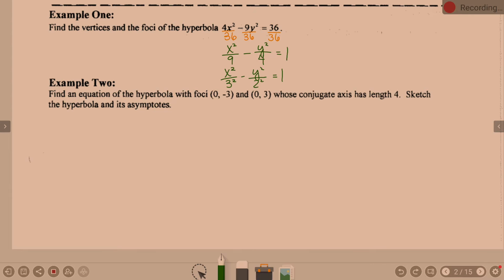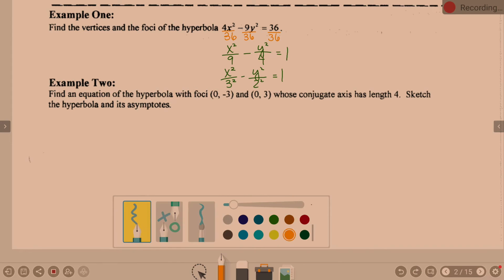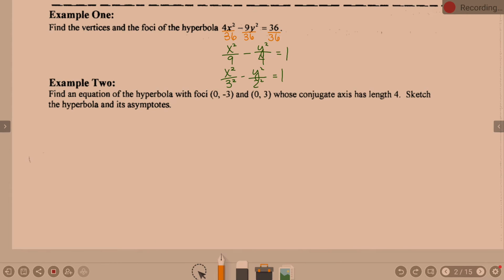Now, left column, right column. Left. Why? Because A is bigger and it's under X. Okay, I'm going to delete the comment because A is bigger. The number under X is bigger.